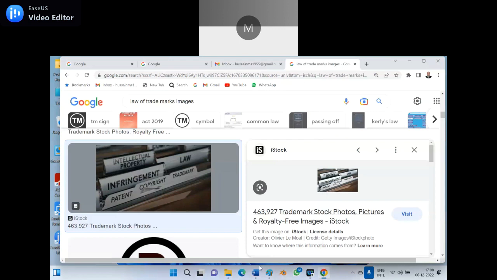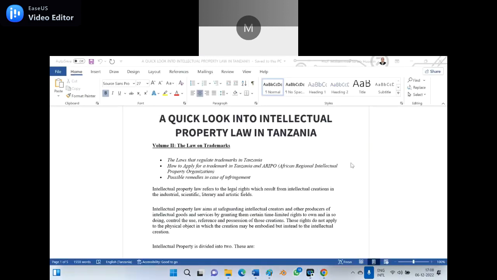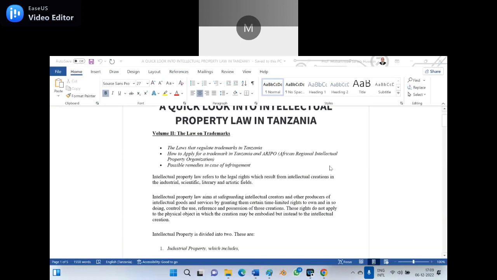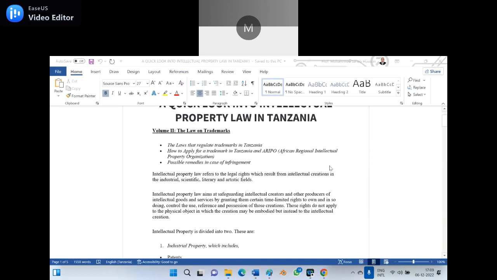Now, without wasting time, let us go to our study. What I would like to study today is a quick look into the intellectual property law in Tanzania. It's volume 2, the law of trademark. When you say the law of trademark, the first bullet is the laws that regulate the trademark in Tanzania. The second bullet is how to apply for the trademark in Tanzania and ARIPO, that is the African Regional Intellectual Property Organization. And the third bullet is possible remedies in case of infringement.